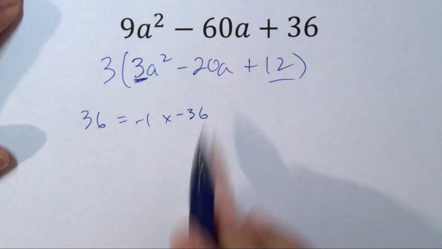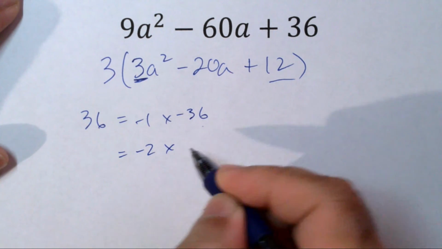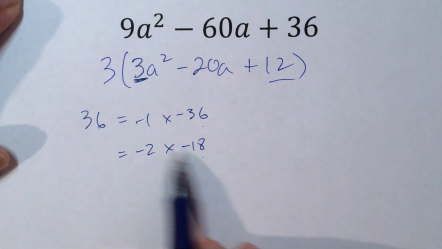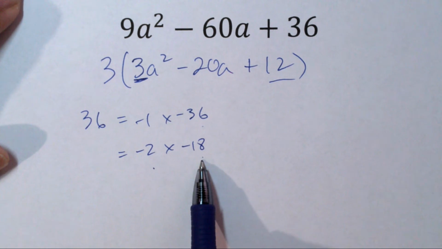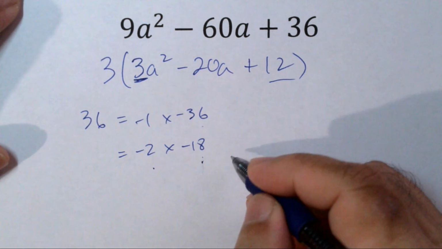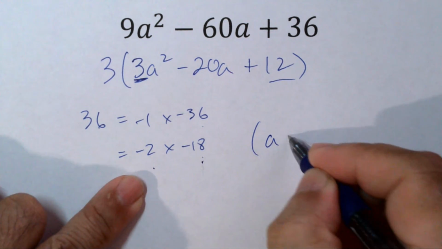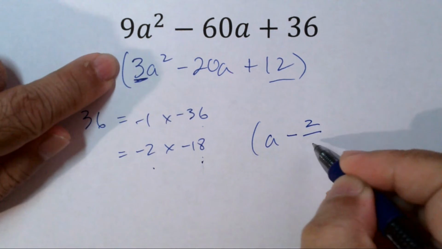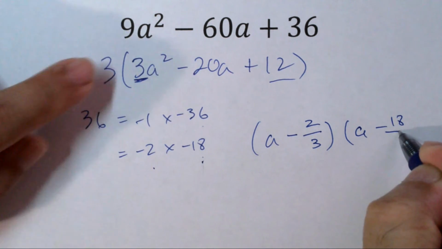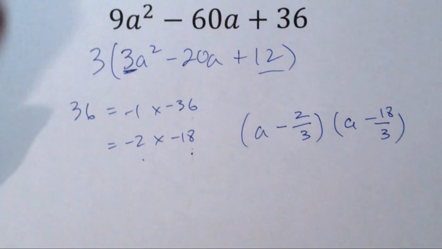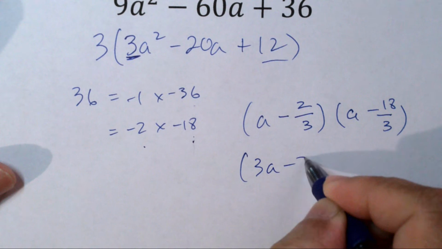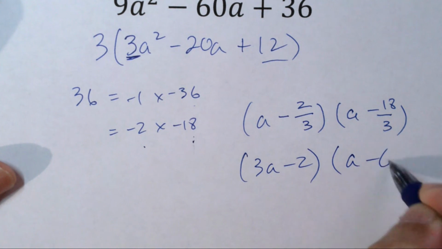Well, that's too far from negative 20. Negative 2 times negative 18. Well, there you go. Negative 2 times negative 18 is positive 36. Negative 2 plus negative 18 is negative 20. All right, so we're going to say it's a minus 2 over the leading coefficient, a minus 18 over the leading coefficient. So I'm going to bring the 3 forward, so it's 3a minus 2, a minus 6. All right, here's the bad news.